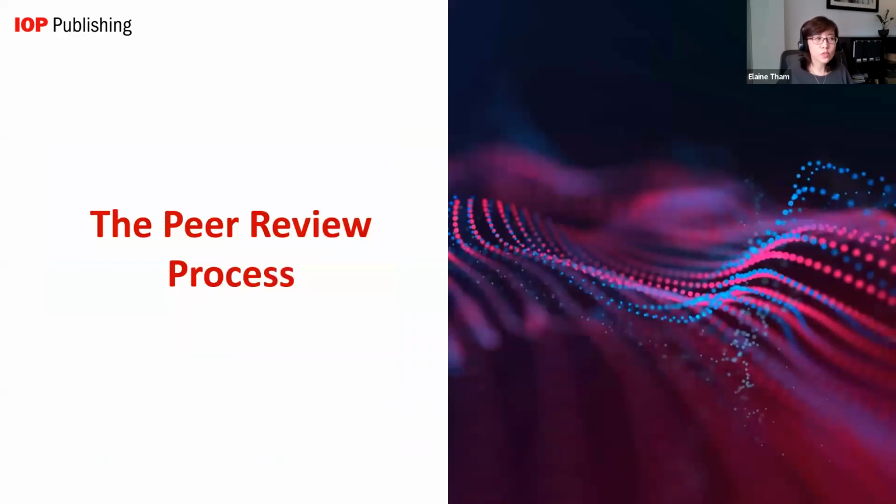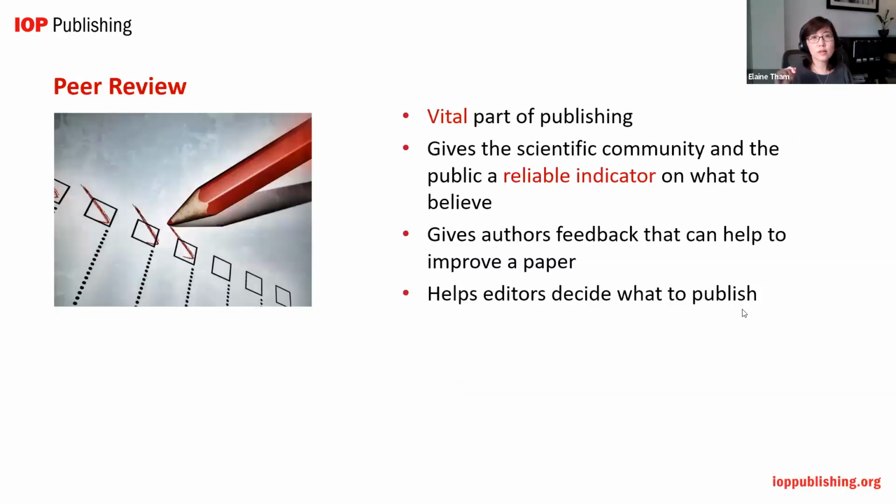So we'll talk about the peer review process next. After you submit a paper to us, it will undergo a peer review process. And this is the process whereby experts in the field assess an academic paper before deciding whether or not it should be published. Peer review is a really vital part of scientific publishing because it provides a critical filter for millions of research papers that are written every year.